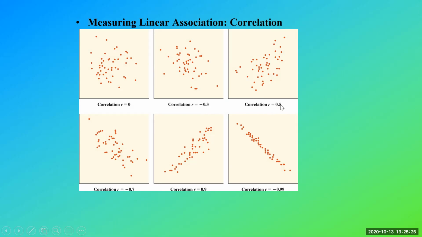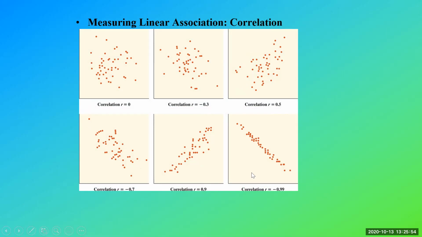Notice if our R is 0.5, we're getting moderate. Again, you could call this moderately weak. If you're unsure, combine the two. It never hurts to add in an adjective. Points are getting closer to a line and it's going in the positive direction. Notice at negative 0.7, I can draw a line down negatively, and the points are getting closer and closer. By the time we get to 0.9, oh, they're getting really close to a straight line. And an R value of negative 0.99 is almost an exact line.